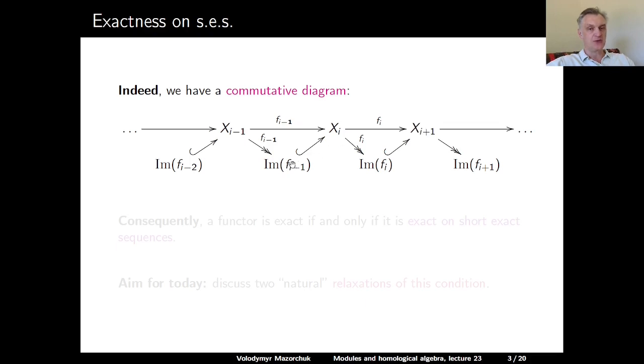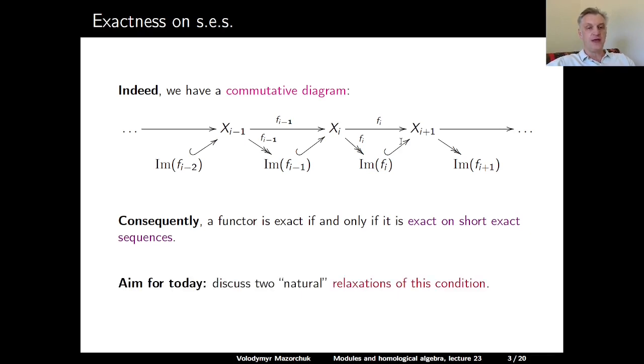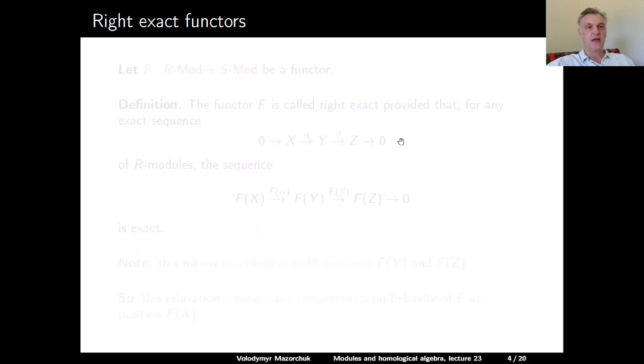So here we have at each position the short exact sequence of the image of f_{i-1} included into X_i and then projected onto the image of f_i. And our original exact sequence is a gluing of these short exact sequences. In particular, it follows that a functor is exact if and only if it is exact on short exact sequences. And the aim for today is to discuss two natural relaxations of the condition to be exact on short exact sequences. So we start with the notion of a right exact functor.